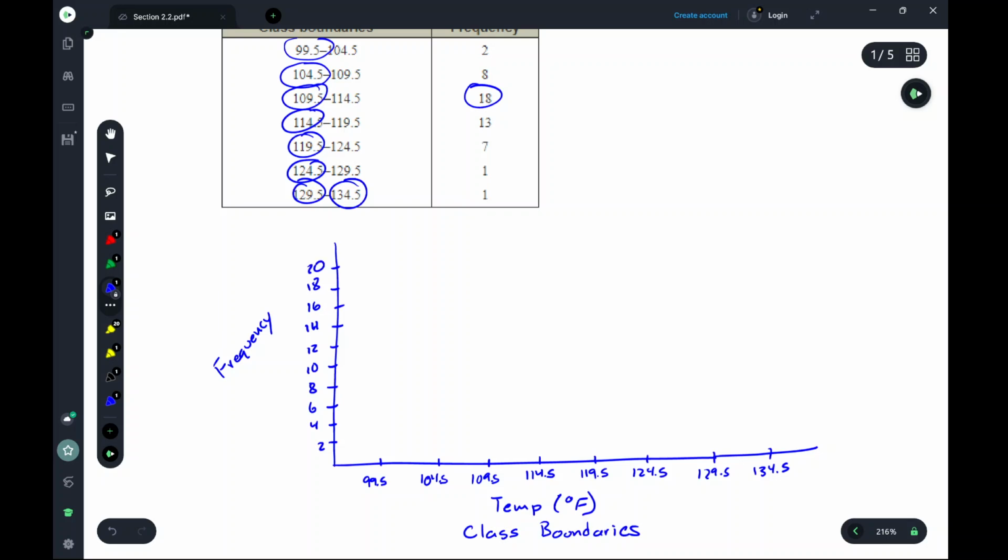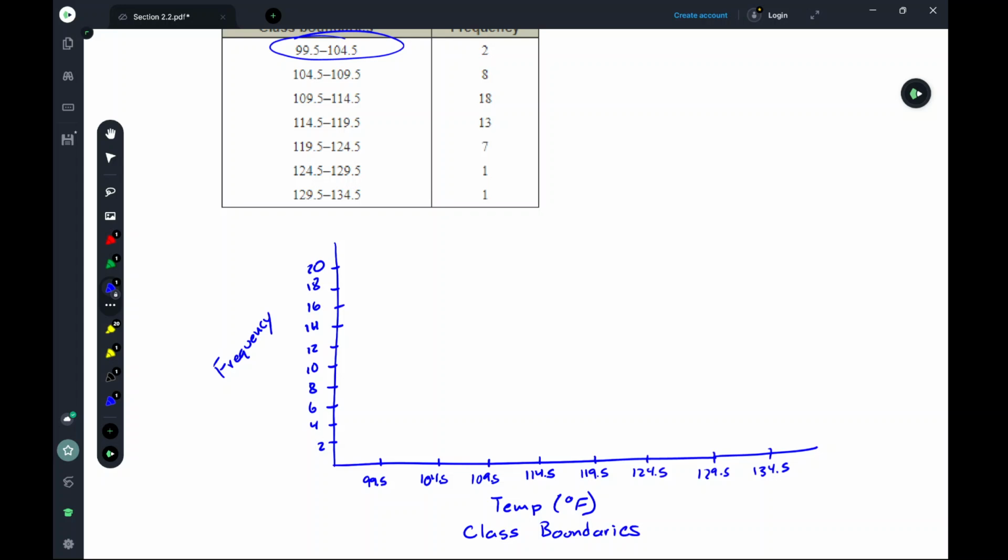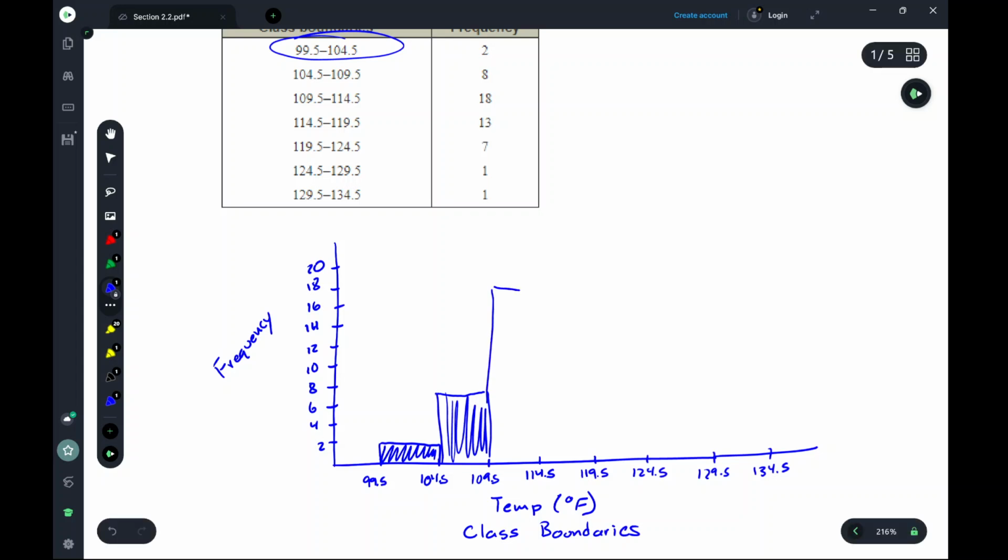Now I'm going to take a look at each of my classes. My first class from 99.5 up to 104.5, which is this section right here, has a frequency of 2. So I'm going to draw a bar that goes up to 2. Now my 104.5 up to 109.5 has a frequency of 8. That's up here. My next, from 109.5 up to 114.5, is where it jumps up to 18.